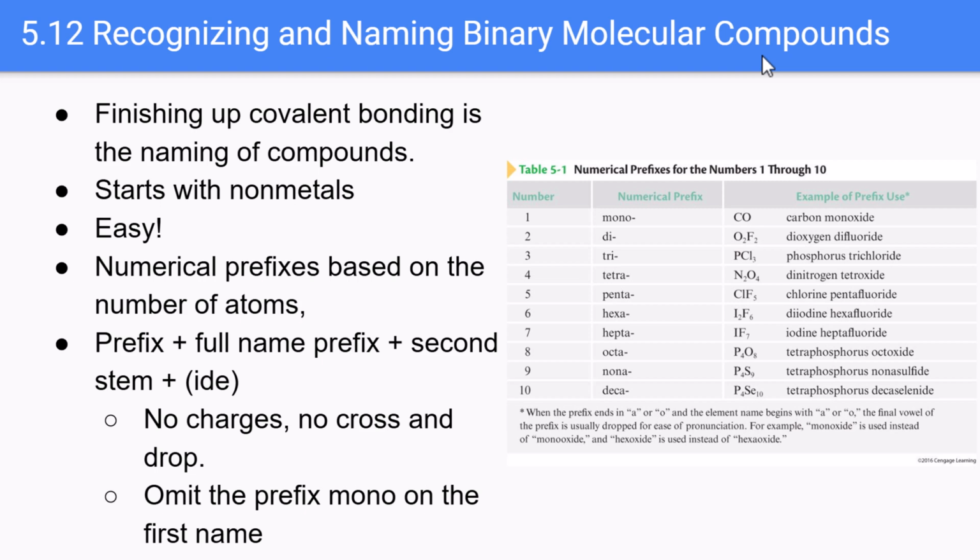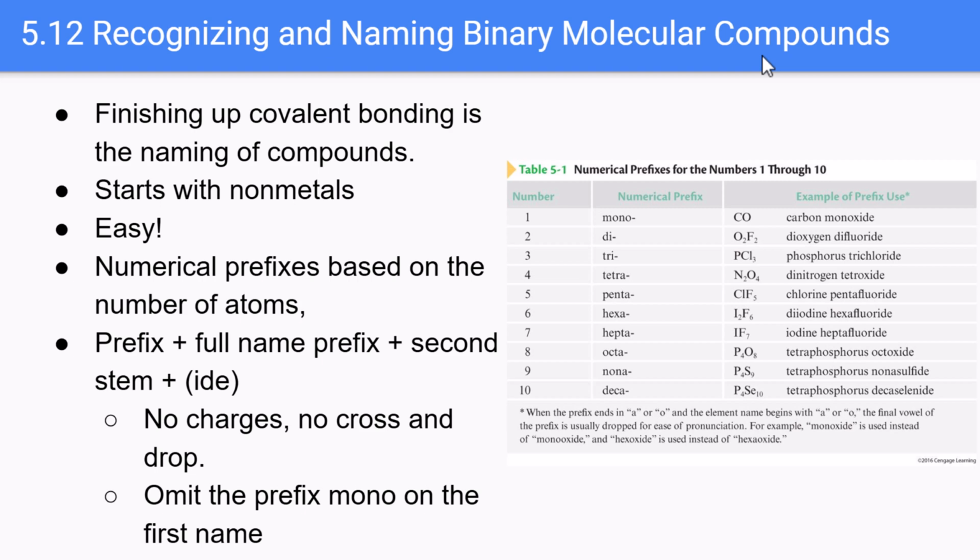So the best way to do this is to look at the generalized formula for this. It is prefix plus the full name, and then prefix plus the second stem "ide." There's no charges, no cross and drop, and we actually omit the prefix mono on the first name. And if you look at the prefixes on the right-hand side here, you should be familiar with most of them if you've taken any basic geometry class in high school. Mono is 1, di is 2, tri is 3.